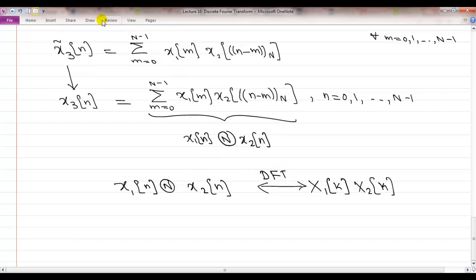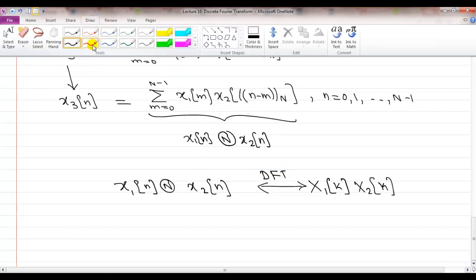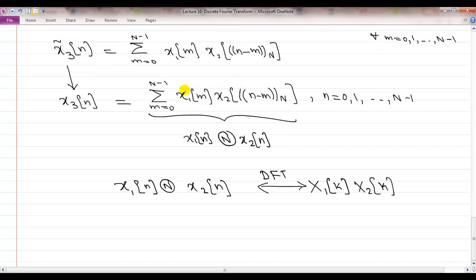Now let's interpret the circular convolution. Again, the structure is very similar to convolution. You fix one sequence, so x1 of m is fixed. The other sequence is n minus m with mod, so you circularly flip it. Instead of flipping it, you circularly flip it, and then you circularly shift it for different values of n, and then you sum up over all m's, and that's your end result.